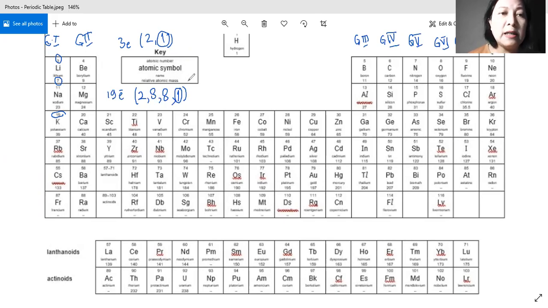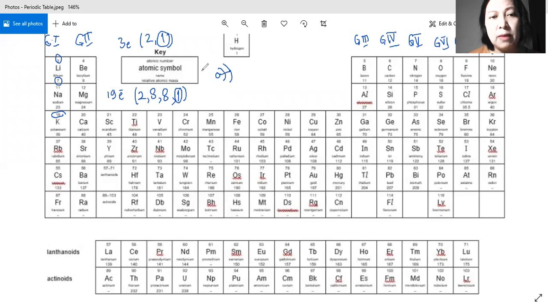Now, regarding the atomic radius, if we see here, lithium has only 2 shells. If we draw it here, let's say this is the nucleus. It means lithium has only a distance of 2 shells from the nucleus to its outermost electron.